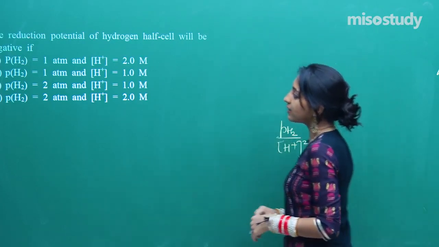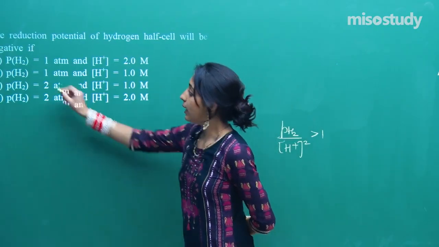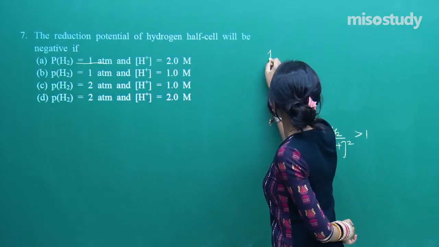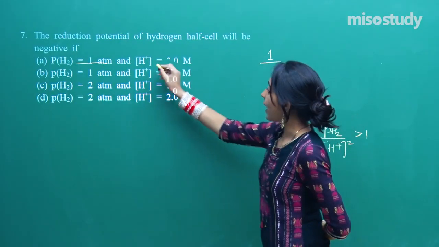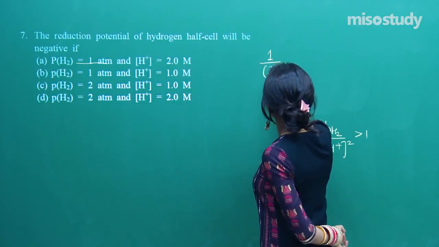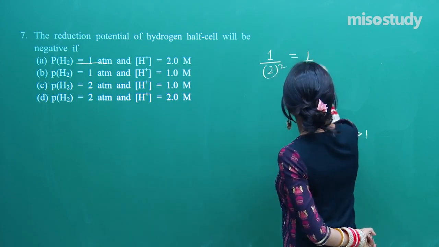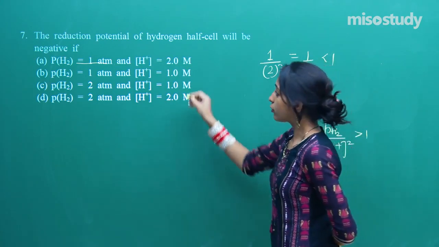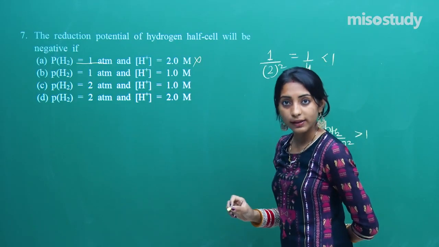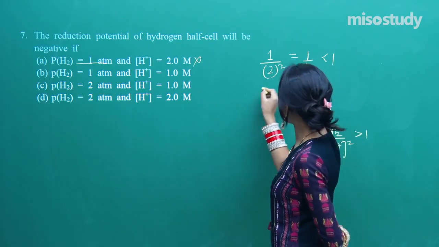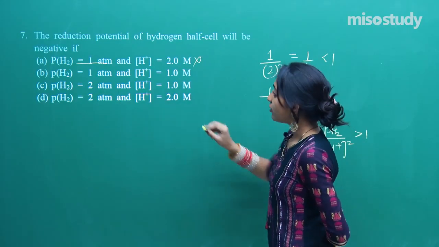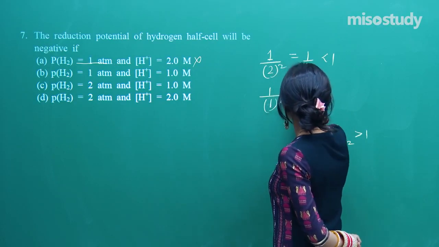So first, let's see all the options. It says pressure is 1 to be divided by H plus square, 2 square. So 1 by 4, 1 by 4 is less than 1. So this is not the correct option, right? Move on to the second option, pressure is 1 and H is 1, which is 1.